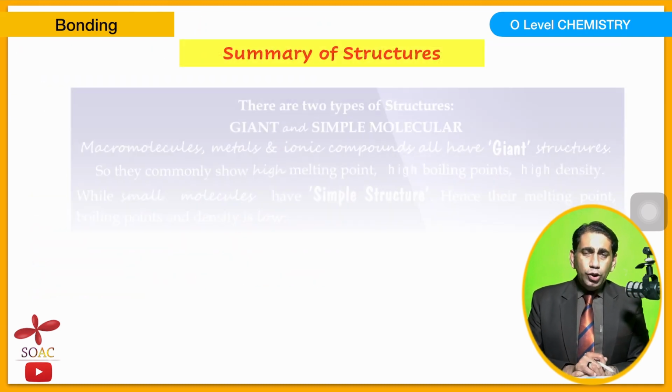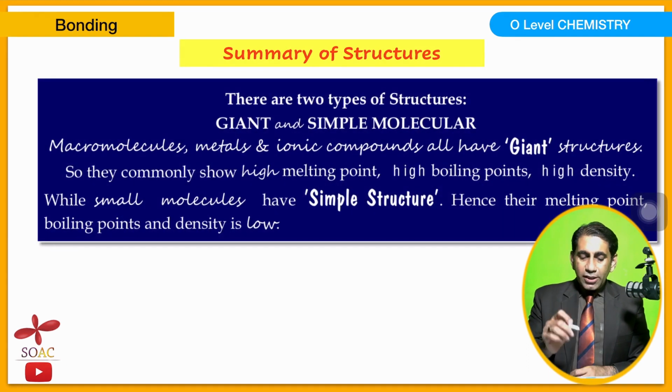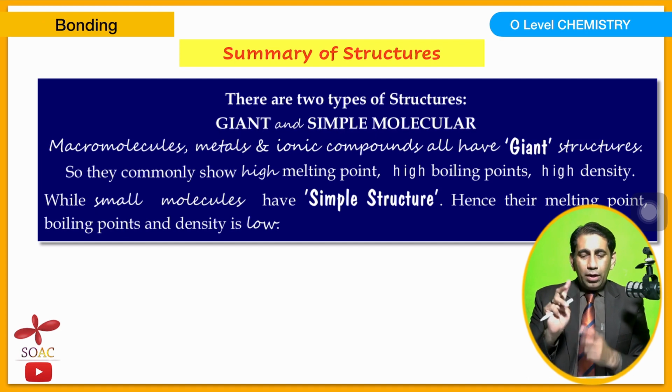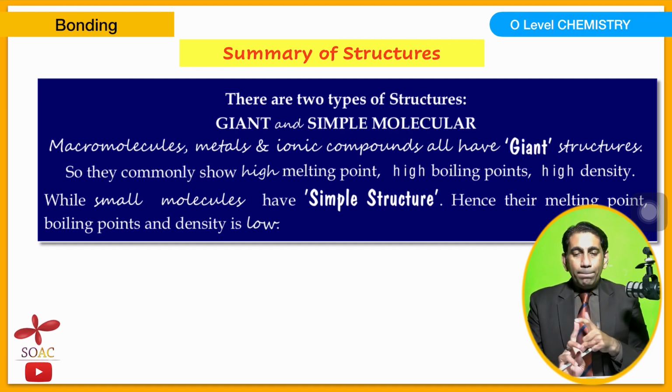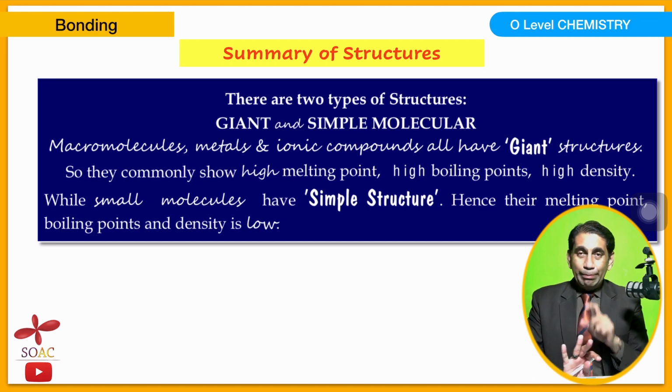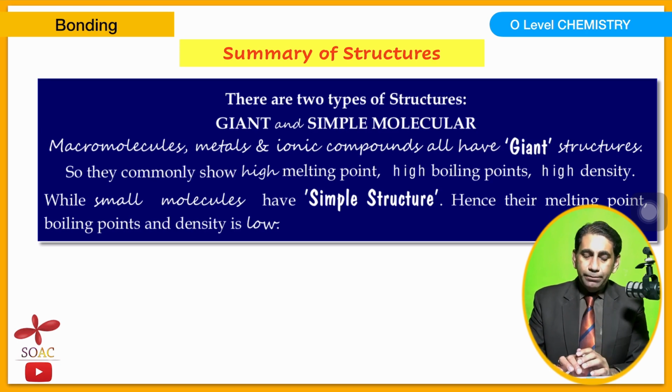Well, the last one is the summary of the structures. There are basically two structures. Some structures are said to be the giant structure, and some structures are said to be the simple molecular structure. Three types are giant structures. Ionic compounds have giant structure. Macromolecules have giant structures. Metals have giant structure. All ionic compounds have giant structure.